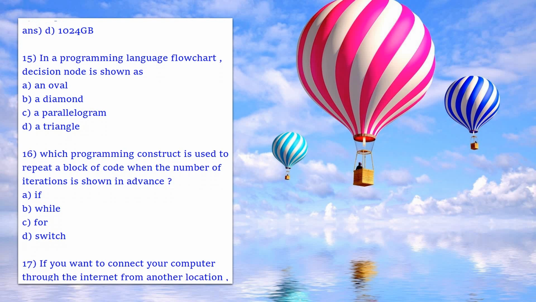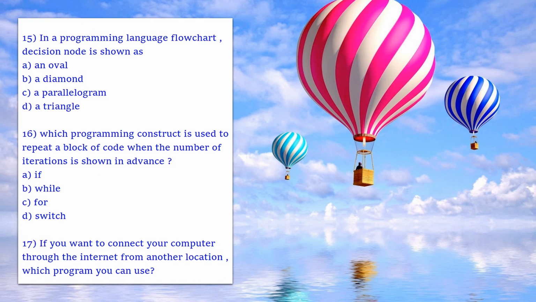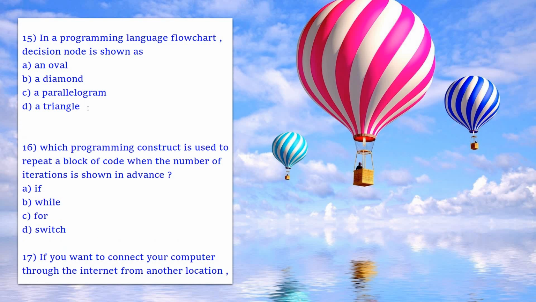So the 15th question: in a programming language, the flowchart decision node is shown as what? In a programming language, you all know that there is a flowchart, and if you are making some decision, which of these symbols is used? Whether you use an oval, a diamond, a parallelogram or a triangle. If you are making a decision, you can easily say a diamond is used to make a decision in the flowchart. So option B, the diamond, is the correct answer for this question.